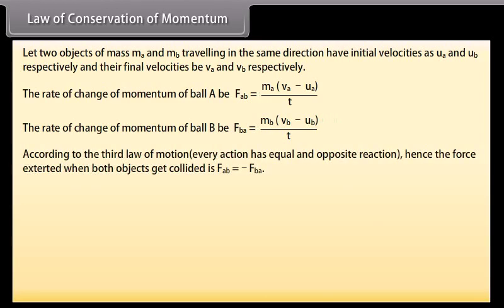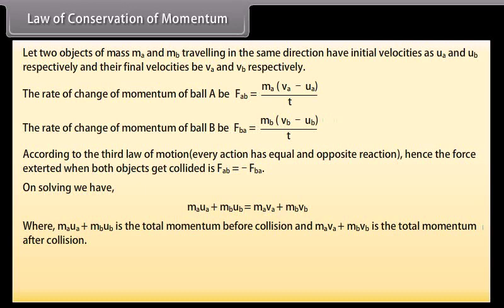According to the third law of motion, every action has an equal and opposite reaction. Hence, the force exerted when both objects collide is FAB equals minus FBA. On solving, we have maua plus mbub equals mava plus mbvb, where maua plus mbub is the total momentum before collision and mava plus mbvb is the total momentum after collision.